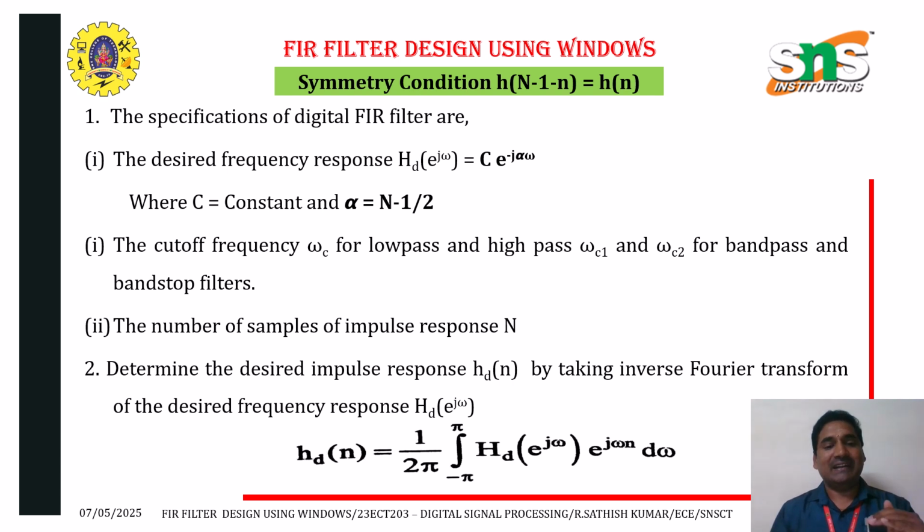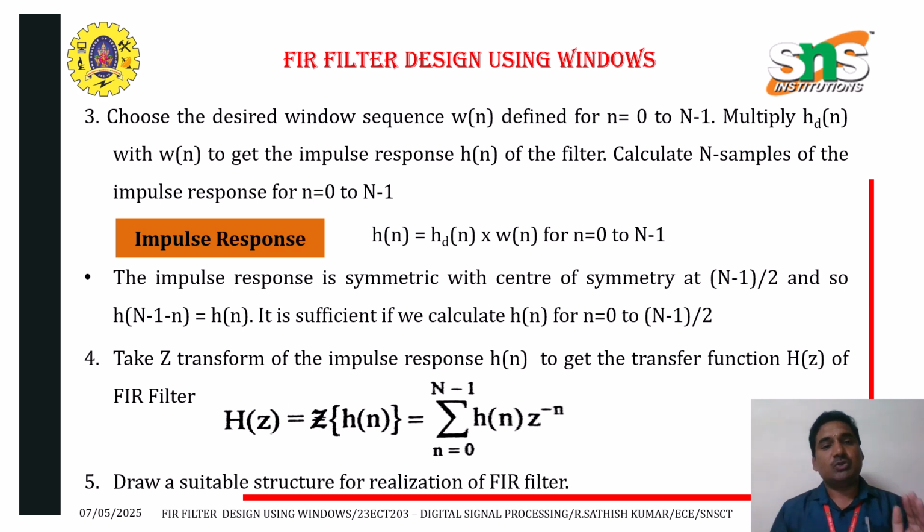Next, determine the desired impulse response hd of n by taking the inverse Fourier transform of the desired frequency response Hd of e power j omega. How to find hd of n? 1 by 2 pi integral over minus pi to pi Hd of e power j omega into e power j omega n d omega. Next, choose the desired window sequence defined for n equal to 0 to N minus 1. Now multiply h of n is equal to hd of n into the fixed window sequence w of n. Limits vary from 0 to N minus 1.